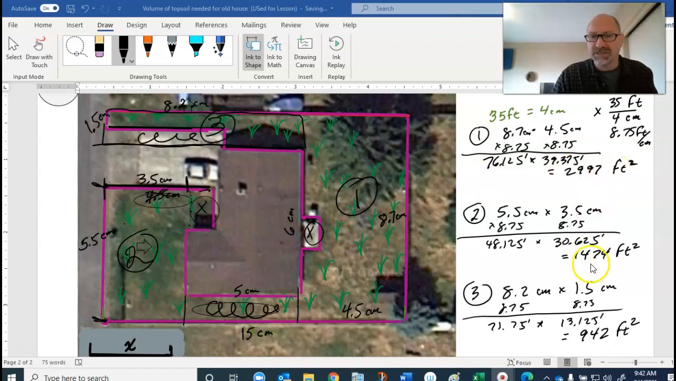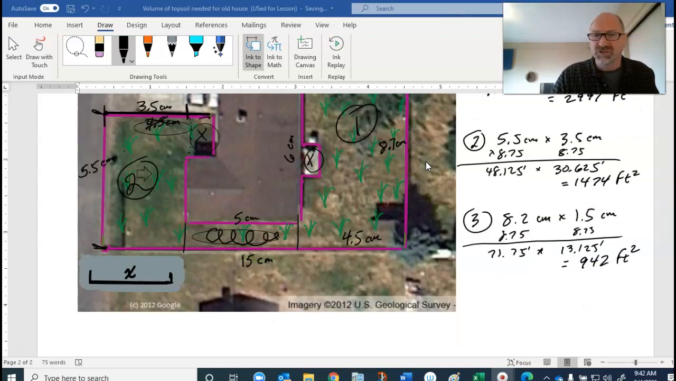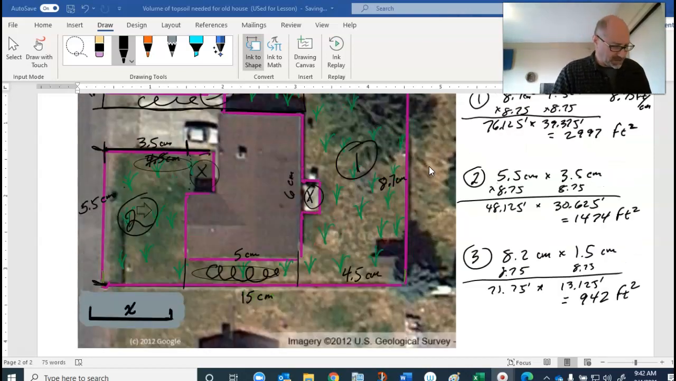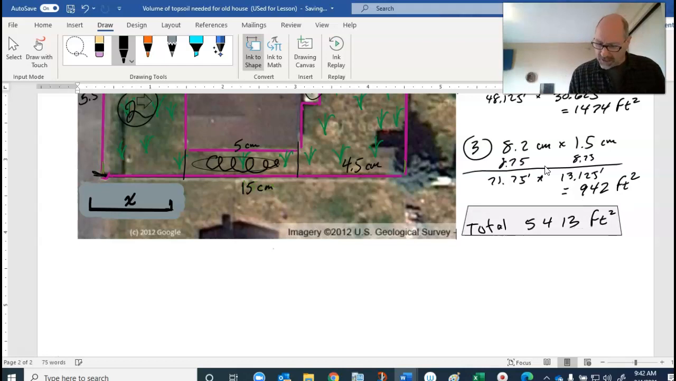Right now we have square feet, and square feet. We could add all those and get the total area in square feet. So let's go ahead and add those three numbers, the 2,997, and of course I've rounded those off, right? 2,997 plus the 1,474 plus the 942. And so that gives us a total of 5,413 square feet. Well, that's great, but I would like to know what that is in square yards.